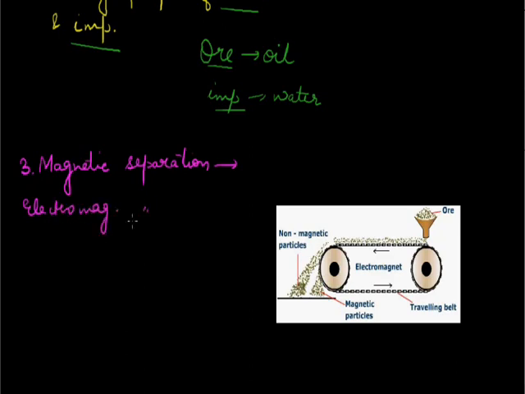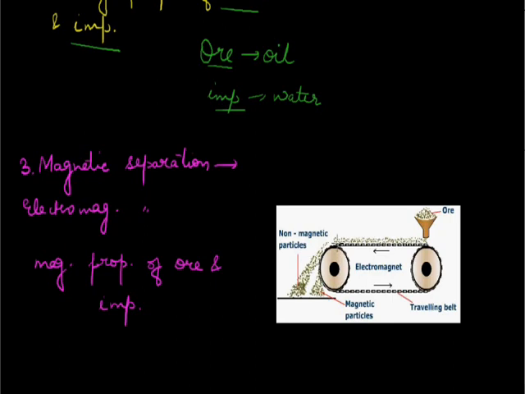Electromagnetic separation. Now here, as the name suggests, the principle behind this method is the difference in the magnetic properties of ore and impurities. So difference in magnetic property means that either of the two is magnetic, the other one is non-magnetic. Maybe the ore is magnetic and impurities are non-magnetic, or vice versa, the impurities are magnetic but the ore is non-magnetic. So in either case, magnetic separation can be employed as a method of concentration.